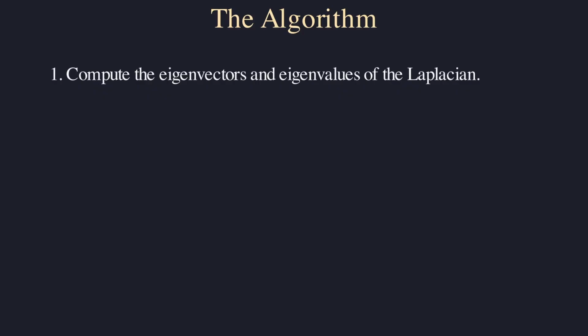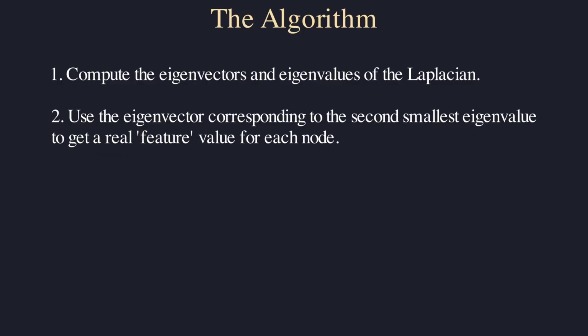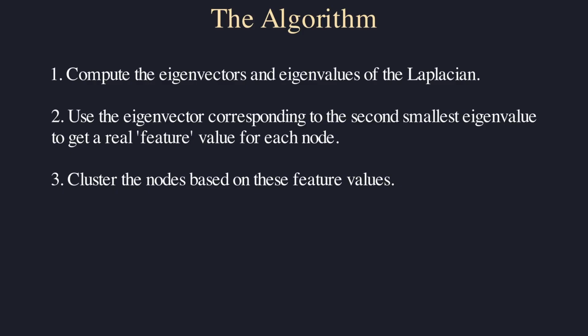After we compute the eigenvectors and the eigenvalues of the Laplacian, we use the eigenvector corresponding to the second smallest eigenvalue to get a real feature value for each node. This is the embedding of the vertices on the real line that we have just discussed. Now that we have these feature values, we can cluster the nodes based on these feature values alone. This algorithm is specifically for the case when we want two clusters. We'll discuss the general case later in the video.